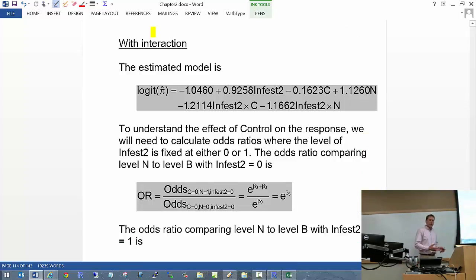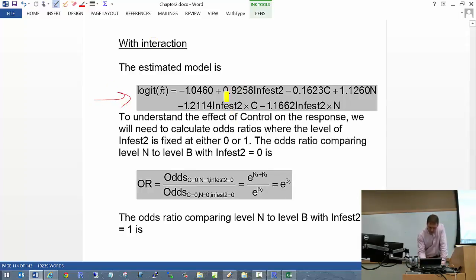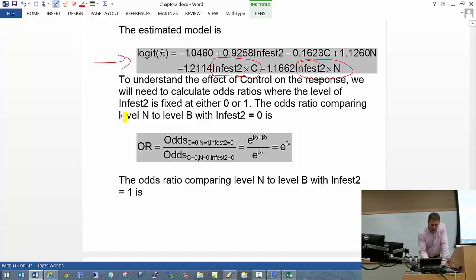Okay, so how can we do this then with an interaction? Here's our model that we had previously. So here are the 2 interaction terms that are formed from simply taking the indicator variables for both qualitative variables and multiplying them together. What I would like to do first is find an odds ratio comparing level N to level B. And since I do have an interaction, I have to specify now, well, what is my infestation level? How about I say level 1? So infest2 would be equal to 0.